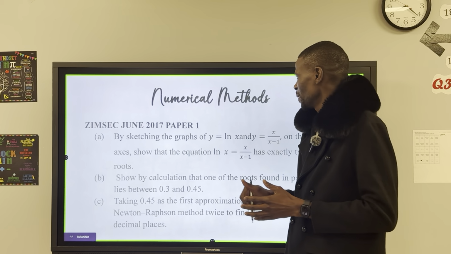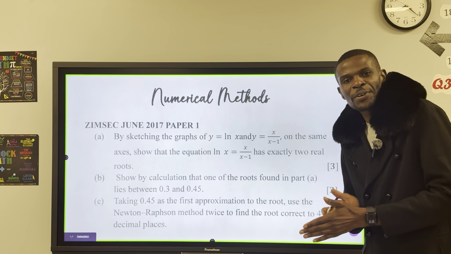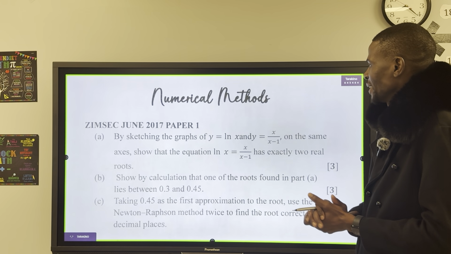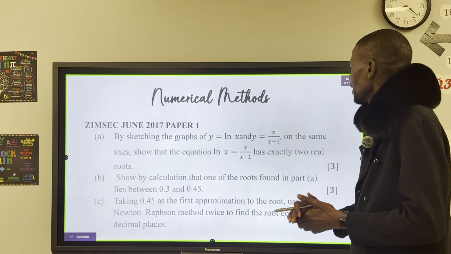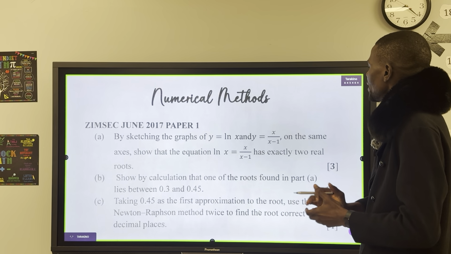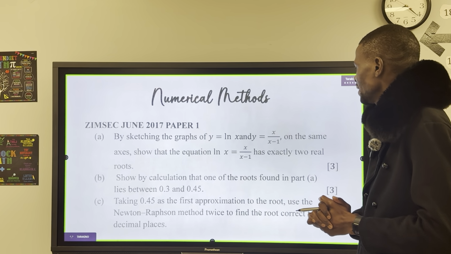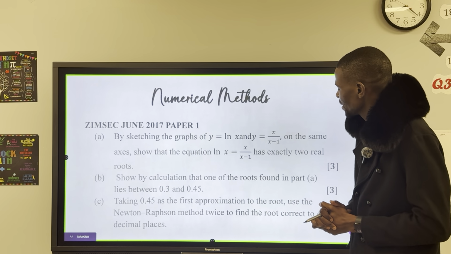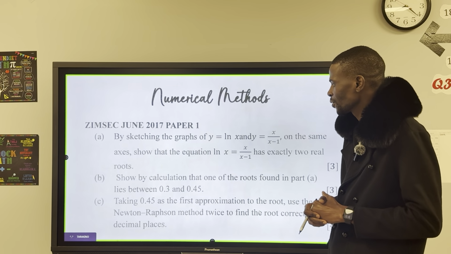Okay, we have a problem on numerical methods from ZIMSEC, June 2017, paper 1. All right, the first part: by sketching the graphs of y equal to natural log of x and y equal to x over x minus 1 on the same axis, show that the equation natural log of x equal to x over x minus 1 has exactly two real roots.